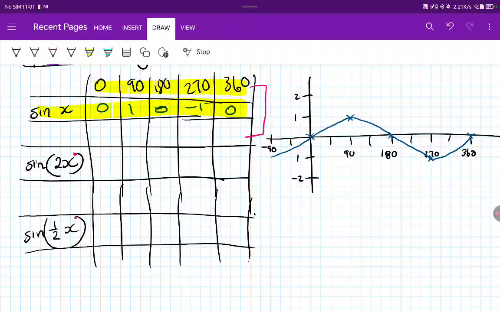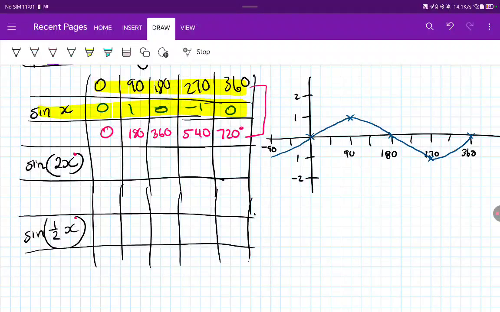So 2 times 0 is going to give you 0. 2 times 90, 180. 2 times 180 is going to be your 360. 2 times 270 is going to be your 540. And 2 times 360 is going to be your 720. So what happens here? Our graph is going to shift, right? The period is going to change.